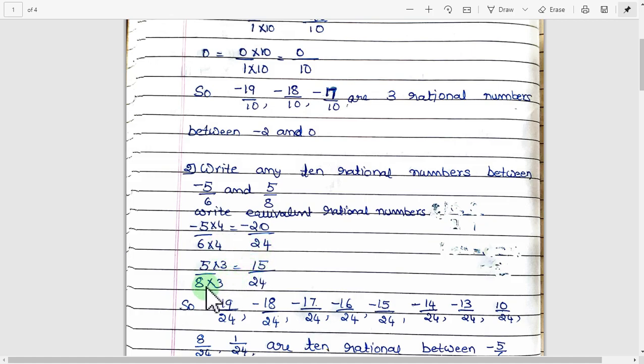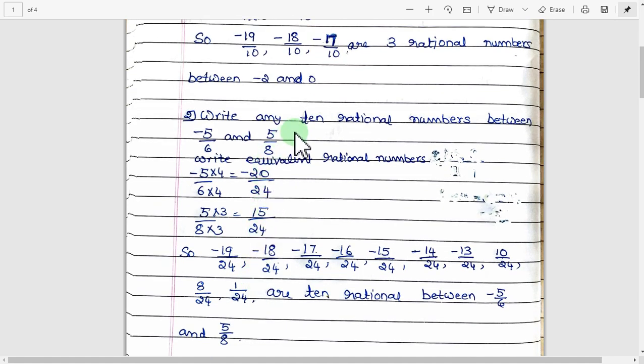From 8, to get 24 you have to multiply by 3. Same number to the numerator also. So 15 by 24. Now 10 they told. So -20 and 15, in between, more than 10 rational numbers are there.